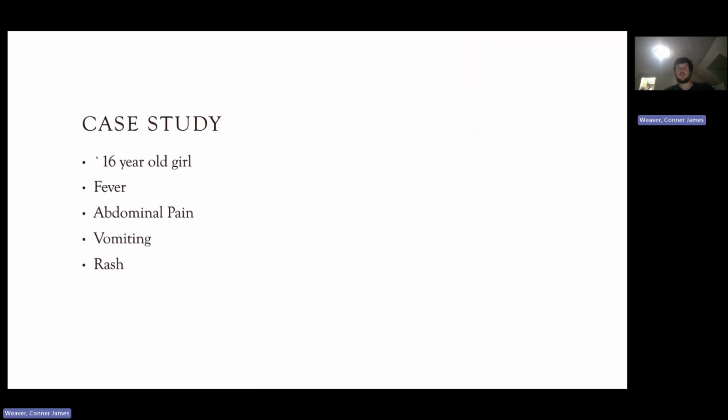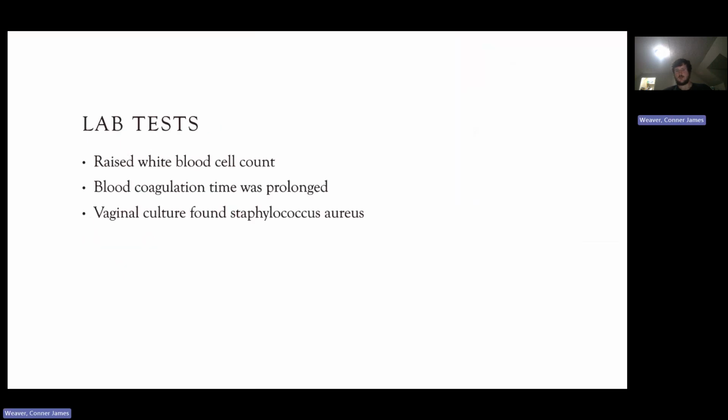In our case study, a 16-year-old girl who was a normal, healthy girl had a fever one day, and then she started to get progressively worse. She started having abdominal pain. She got nauseous and threw up. Her mother took her to the hospital, and when they got there, they noticed that she had a rash on her, and they ran some lab tests and found that her white blood cell count was extremely high.